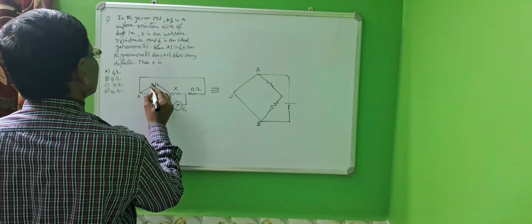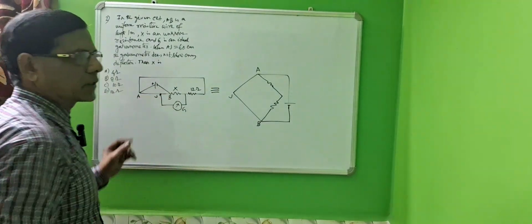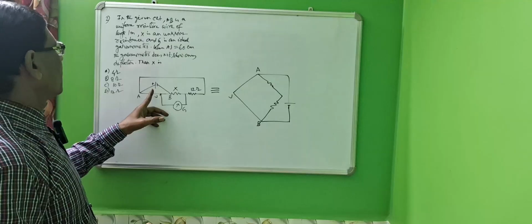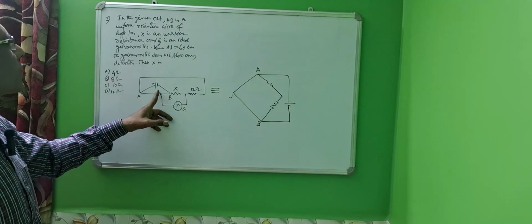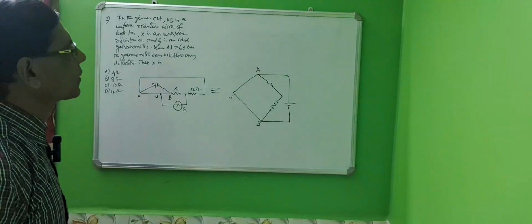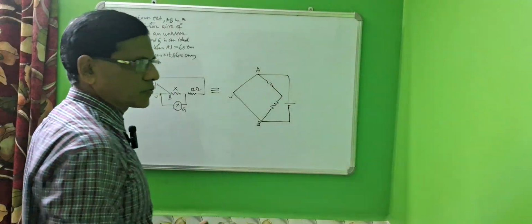Here A is connected to the positive end of the battery and B is connected to the negative. So as in the figure, the reduced figure.